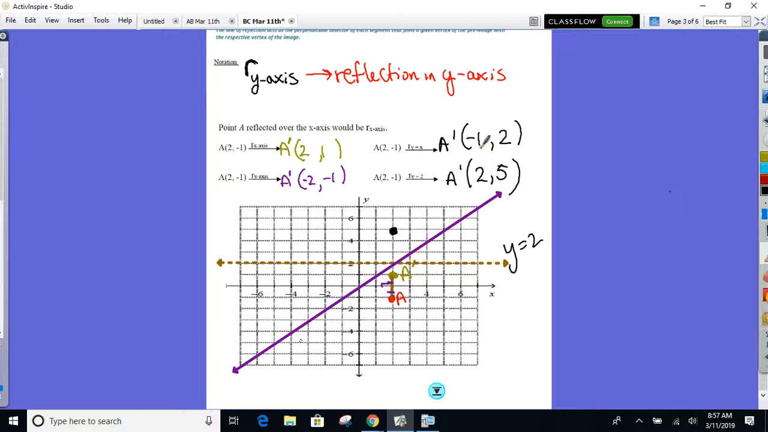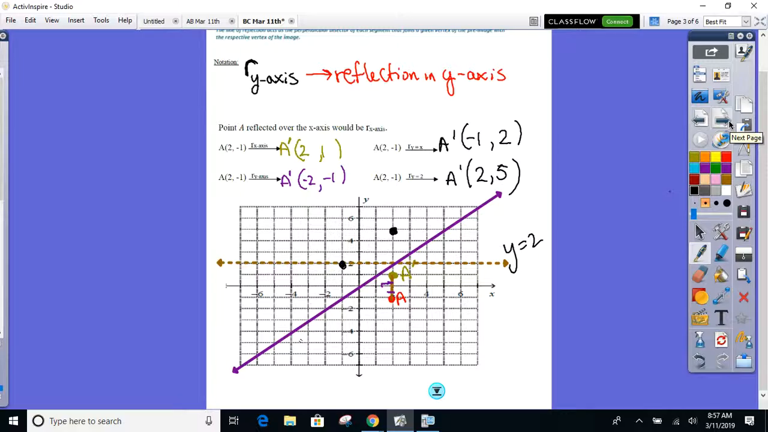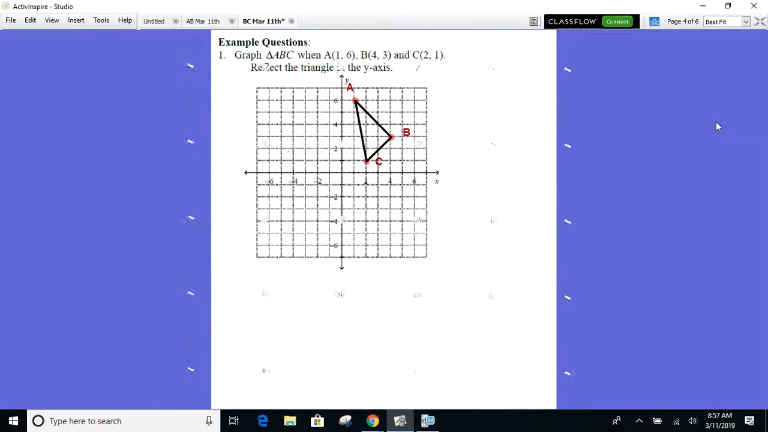So in a nutshell, when I ask you to reflect over the line Y equals X, what do I do in my coordinates? Flip them. Don't change the sign. We just flip them. Now take a look. -1, 2. Go ahead and plot it real quick. Looks like I just flipped over that line. So when I reflect over the line Y equals X, I just need you guys to flip them. All right? All good there.